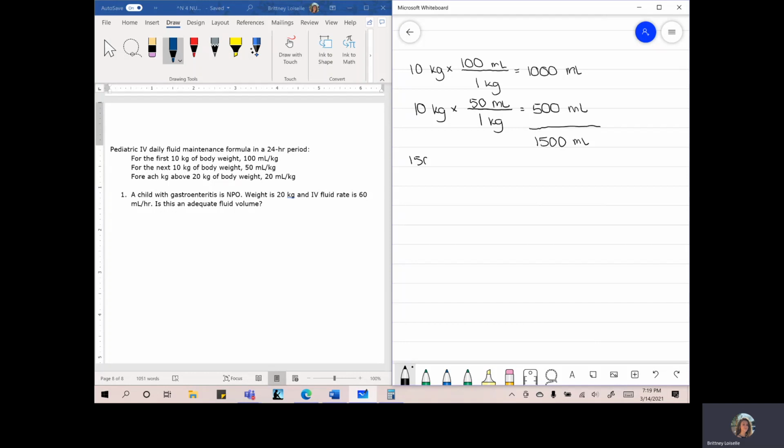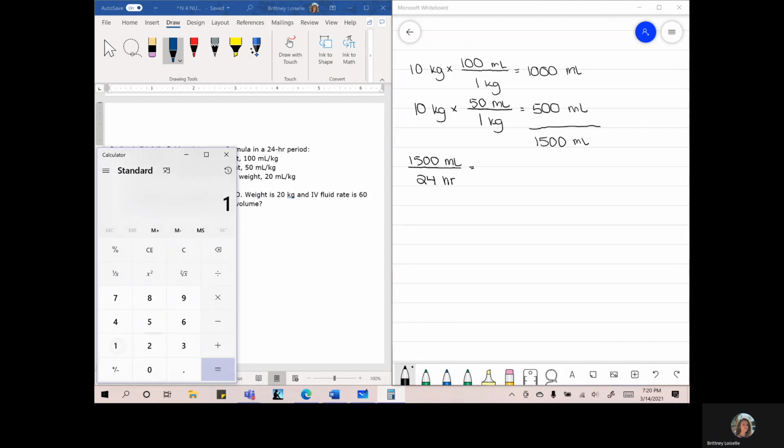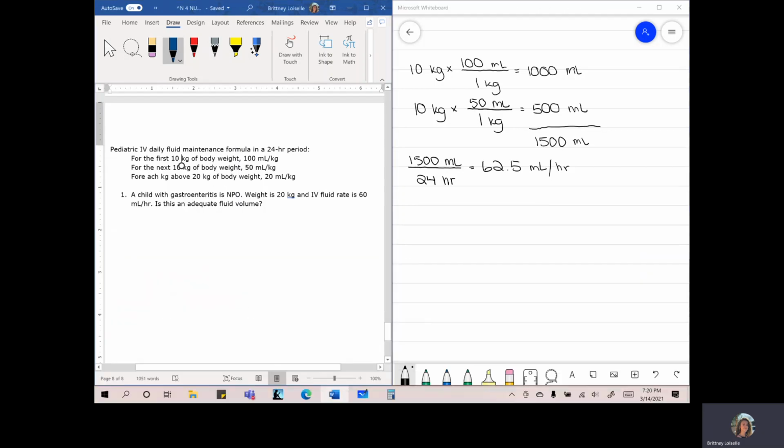So we can take our 1,500 milliliters and divide it by 24 hours. And we get 62.5 milliliters per hour. So that is our safe amount, or our fluid maintenance amount, for this patient who is 20 kilograms. Now remember, I said there is that 10% rule, so you can go 10% below or 10% above. So we can calculate that.